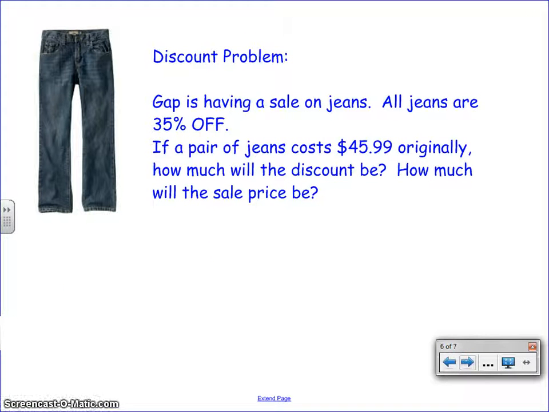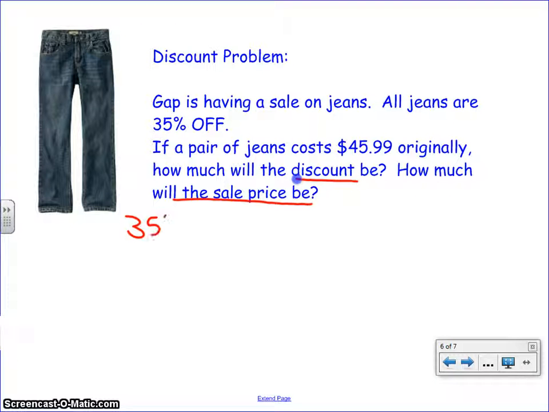Okay, the last type of problem is a discount problem. Gap is having a sale on jeans. All jeans are 35% off. If a pair of jeans costs $45.99 originally, how much will the discount be? How much will the sale price be? So we have two questions.